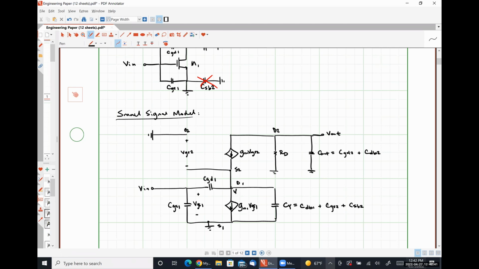So I'm going to call this node Y and this node X. And so that's why I'm going to call that CY, because it's the capacitance connected between node Y and ground.